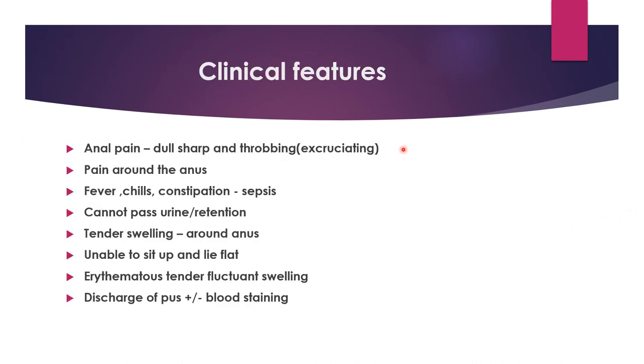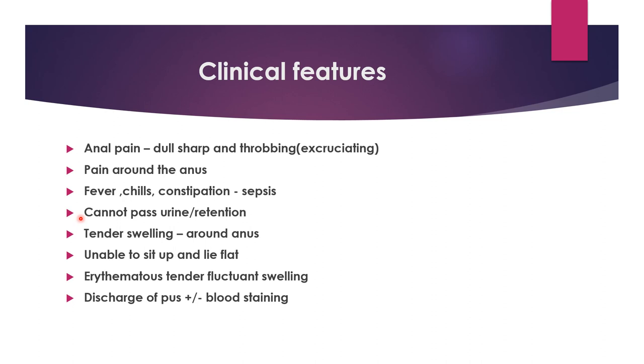Okay, what are the clinical features of a perianal abscess? The perianal abscess has a number of clinical features. In the history, anal pain or pain around the anus. This is the most common symptom of the patient. And the pain is usually dull and sometimes very sharp. It is throbbing in nature and is very severe, excruciating pain. Okay, so much so the patient will not be able to sit or lie down supine or flat. This is usually associated with chills and rigors, at times constipation due to pain and sepsis.